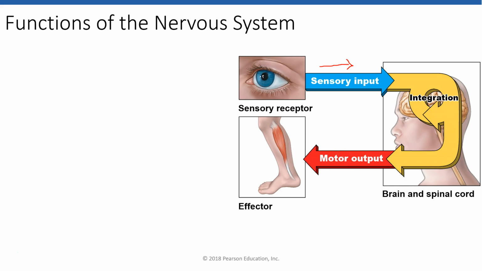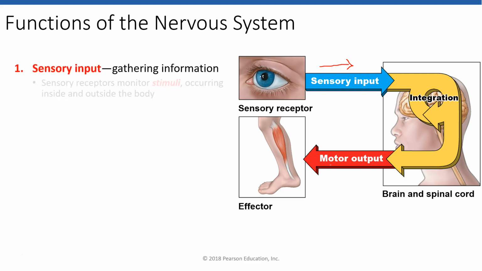Now, the motor output could be something voluntary, such as muscle contraction, or the motor output could be something involuntary, such as secreting saliva. So if I show you cupcakes, the sensory input is going to go to your brain. It's going to integrate that, and the motor output may be something involuntary, like telling your mouth to start to salivate. So the motor output could be voluntary or involuntary. And we'll see how that relates in a few more slides.